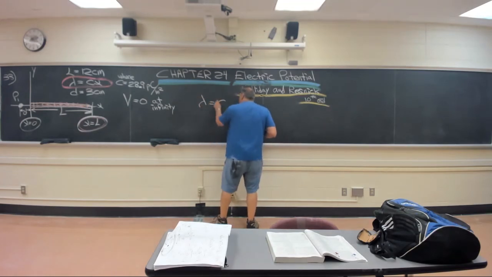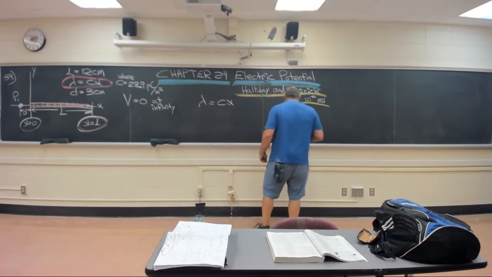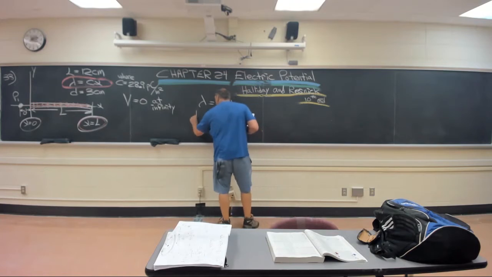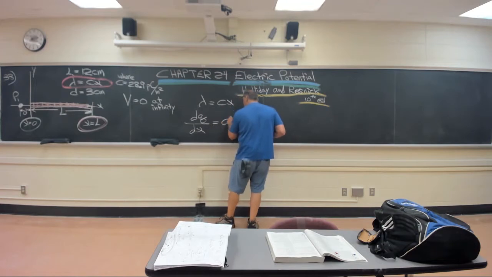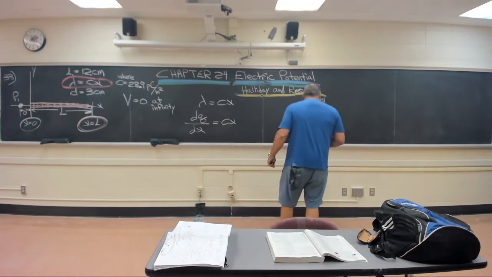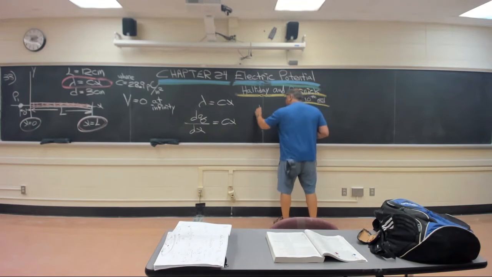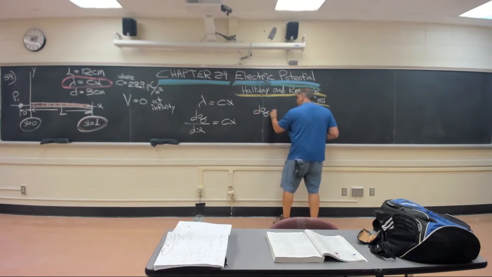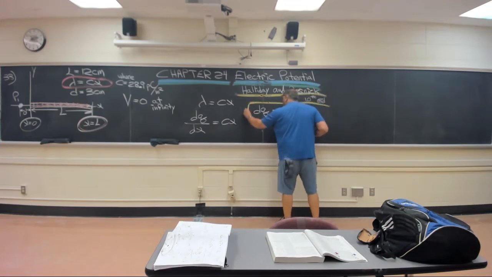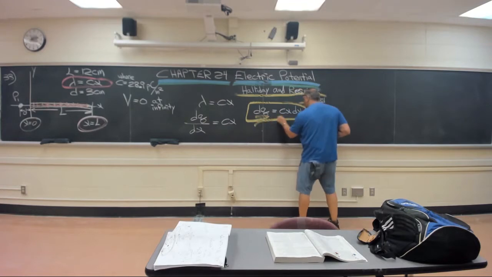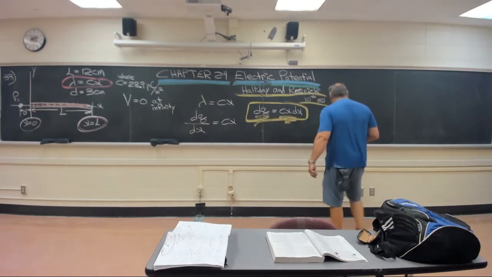We repeat, lambda is equal to Cx. That means dq/dx, charge divided by distance, would be lambda, and that's equal to Cx. That means if you multiply by dx on each side, dq equals Cx dx. Very important conclusion. Well, that's going to drive a lot of what we need to do.